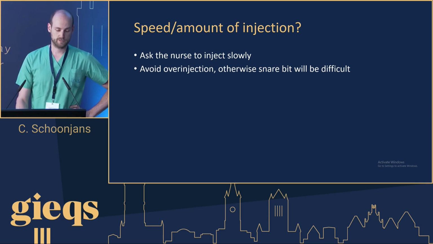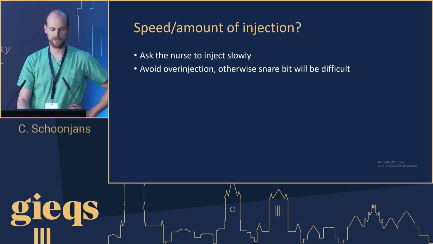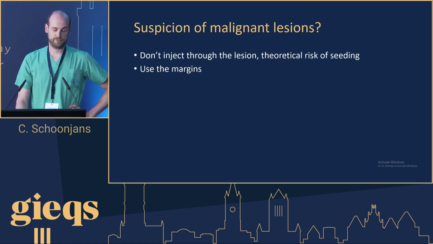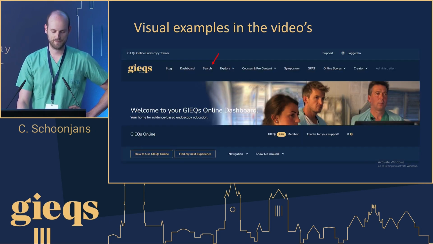How fast do you have to inject? Not too fast. It's better to inject slowly, and you want to avoid over-injection because that might make the resection more difficult because your snare will slip off. If you think it might be a malignant lesion, I think it's important not to inject right through the lesion, but maybe use the margin instead, because there's a theoretical risk of seeding.